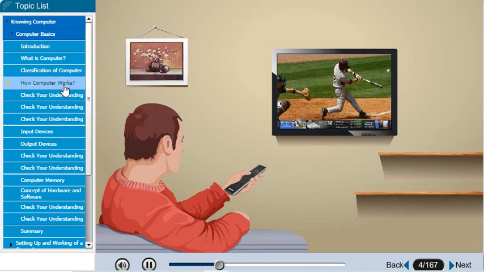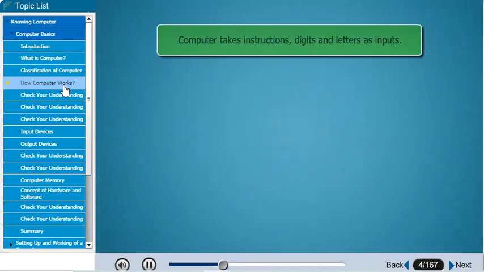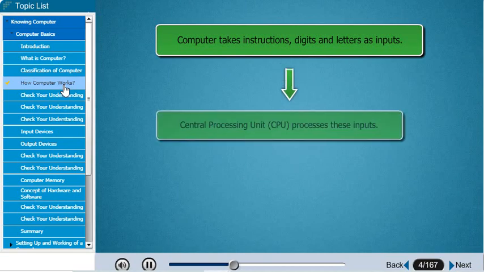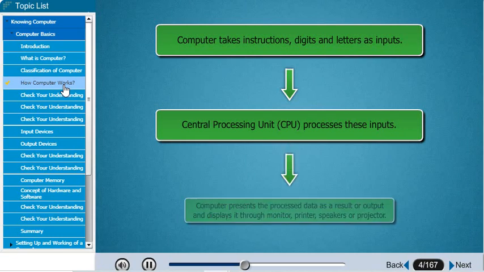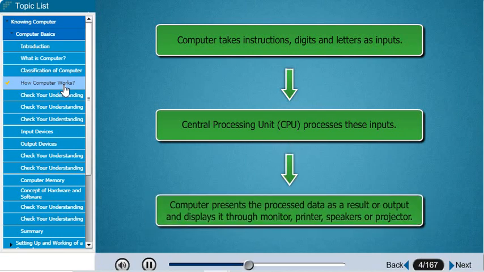Similarly, a computer also takes instructions. It takes instructions, digits and letters as its inputs. Then, the Central Processing Unit or CPU processes these inputs. Finally, the computer presents the processed data as a result or output and displays it through a monitor, printer, speakers or projector.